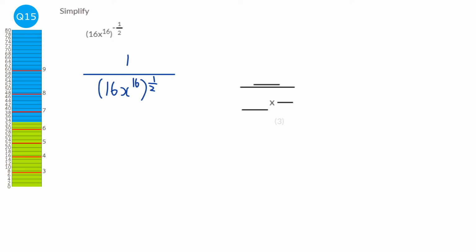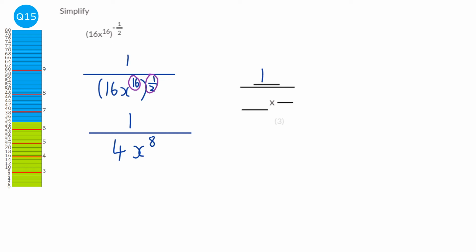Now to the power of a half means square root. So whenever you see anything to the power of a half, it just means square root. So let's deal with the 16 and the x to the power of 16 separately. Now with the 16, we're going to square root it because to the power of a half just means square root. So square root of 16 is 4. Now with the x to the power of 16, there is another rule in indices that say if you've got a power on the inside and a power on the outside, you just multiply them together. So 16 times a half is 8.